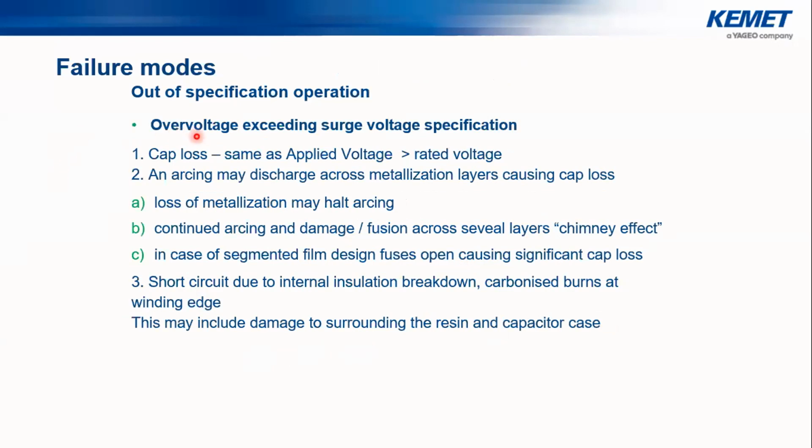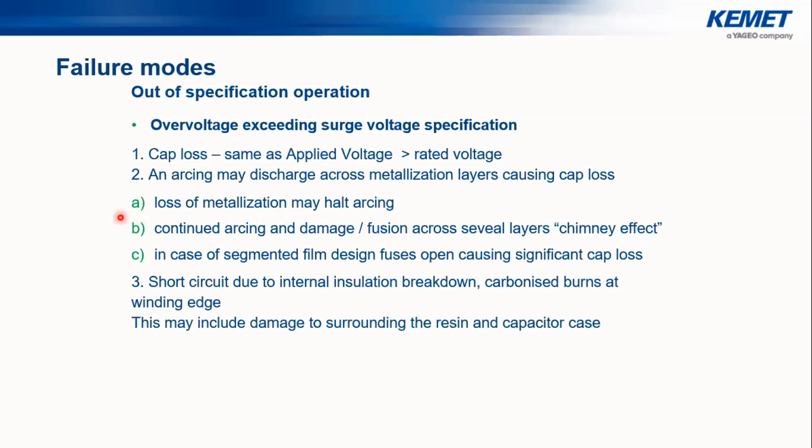Another thing is the overvoltages. We also have a limit for the overvoltages on the data sheets. So if the overvoltage exceeds the surge voltage specification, the same, you can have a capacitance loss due to the erosion, as we mentioned regarding when the applied voltage is larger than the rated voltage, but also we can have an arcing discharge across the metallization layer, which can also cause capacitance loss.